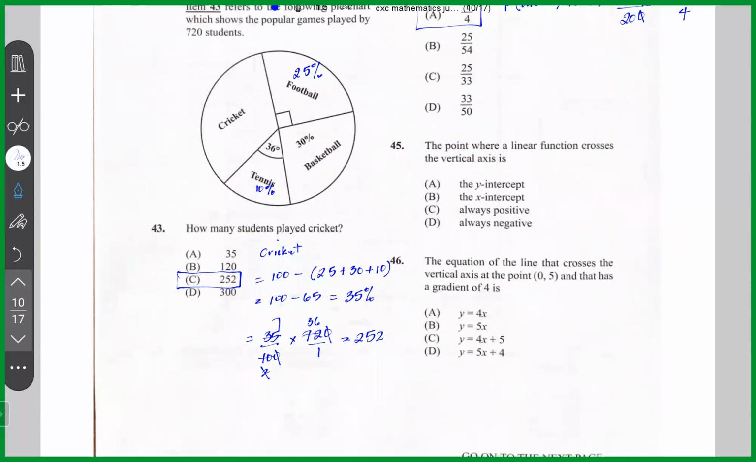45, the point where a linear function crosses the vertical axis. Well, the vertical axis is the y-axis, and where the graph cuts the y-axis, it's called the y-intercept.